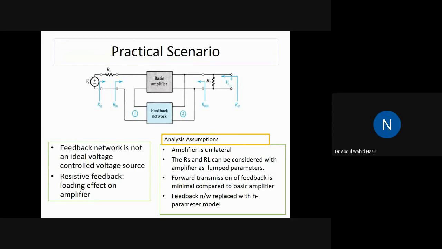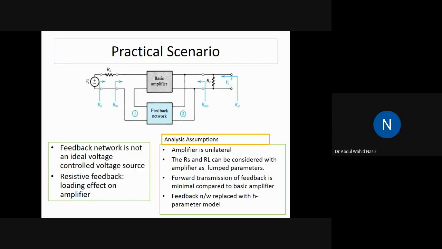So, till now, what we have discussed was the ideal situation for a voltage amplifier, that is, an ideal network for a series shunt feedback amplifier. Now we are going to see some practical issues.